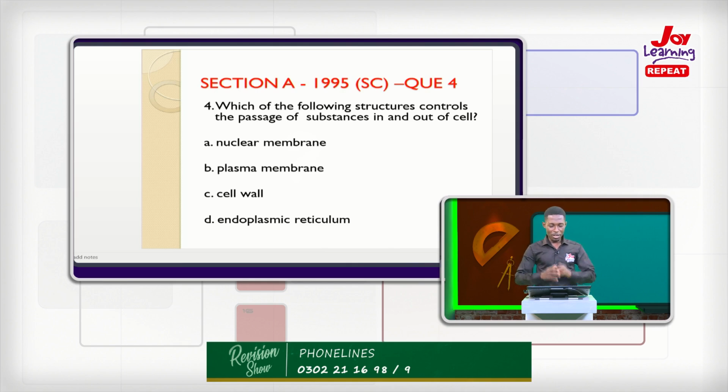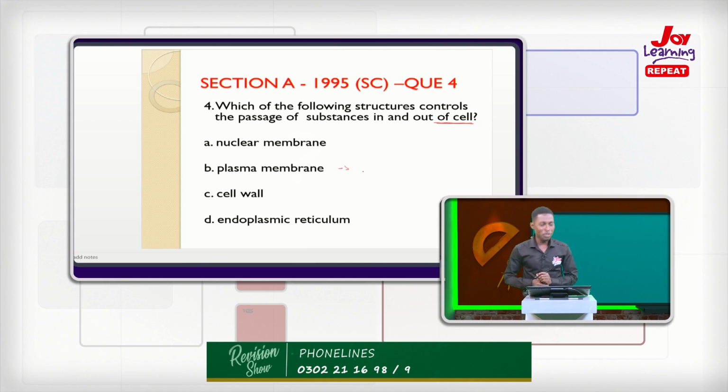Thanks for calling in. Now on your screen is your question. Which of the following structures control the passage of substances in and out of a cell? Nuclear membrane, plasma membrane, cell wall, endoplasmic reticulum. Sir, it's nuclear membrane. Okay, look at it again. Let me underline the trick of it, of a cell. You can try again, looking at what's on the board. Sorry, sir, plasma membrane. Correct.